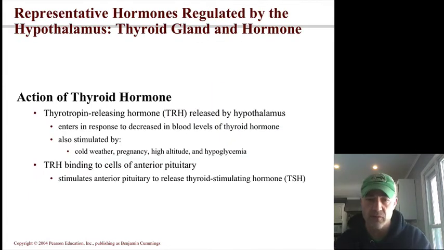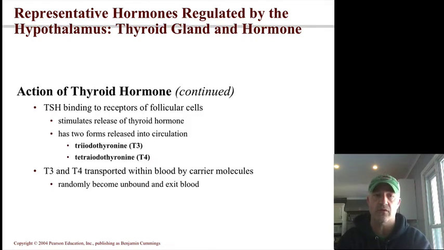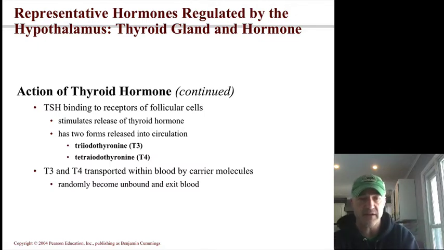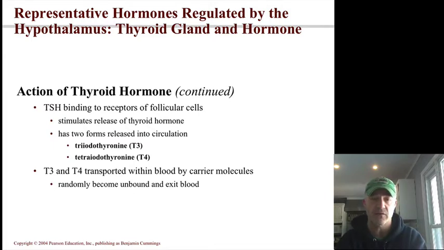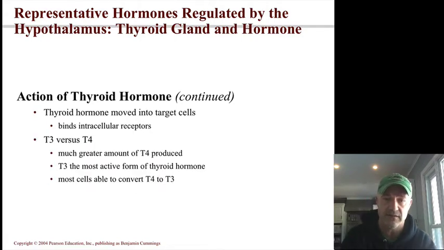So the thyroid hormone is triggered by thyrotropin releasing hormone from the hypothalamus, which acts on the pituitary to release TSH. TSH is then going to travel down to the thyroid gland and bind to these follicular cells. This is going to cause them to start converting that follicular fluid into two main forms of thyroid hormones. You have triiodothyronine and tetraiodothyronine, so T3 and T4. These are then going to go into the bloodstream and travel to their target cells.